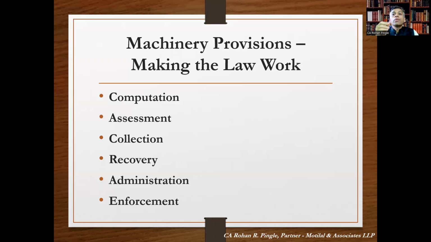Courts have repeatedly explained that charging provisions and machinery provisions work together. One creates the liability, the other implements it. A complete tax law, therefore, always contains both. This distinction is one of the most important concepts every tax professional must understand.